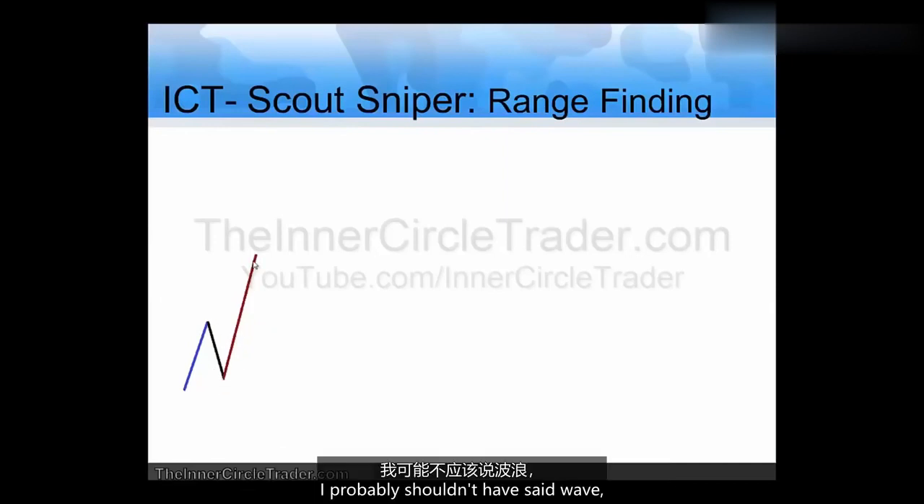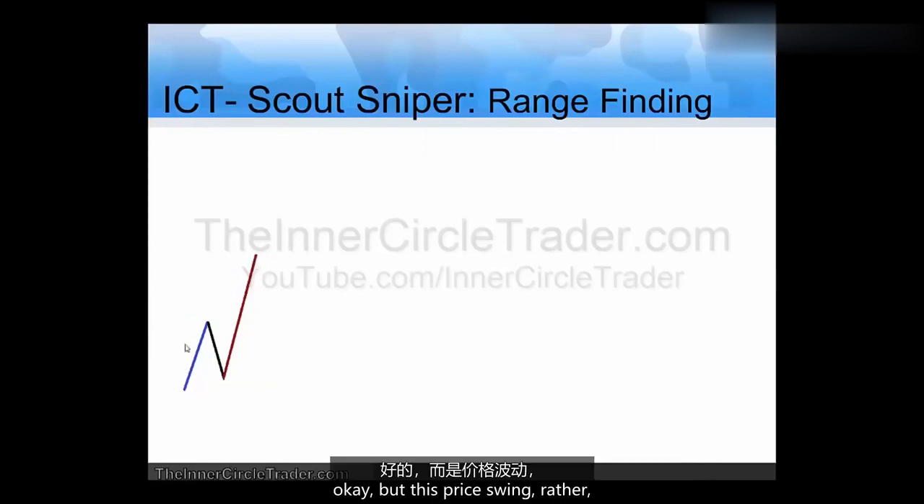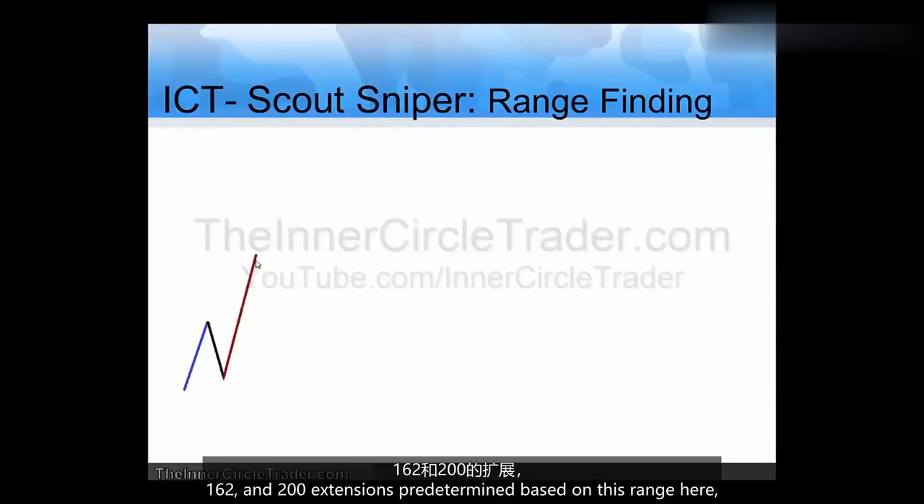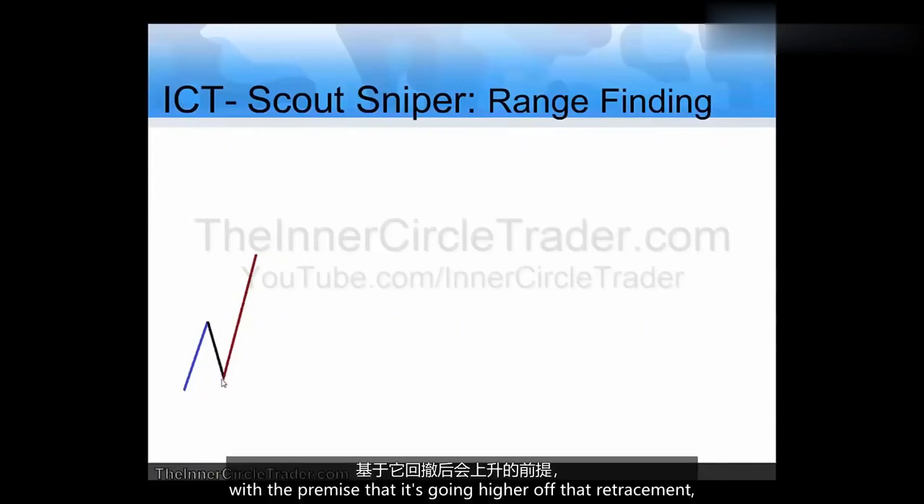Okay, I probably shouldn't have said wave, because I don't want you guys thinking I'm an Elliott wave fan, because I am not. Okay, but this price swing, rather, when this price swing starts to complete move higher, we know that this market structure high, once it's broken out, we can have 127, 162, and 200 extensions predetermined based on this range here, with the premise that it's going higher off that retracement.